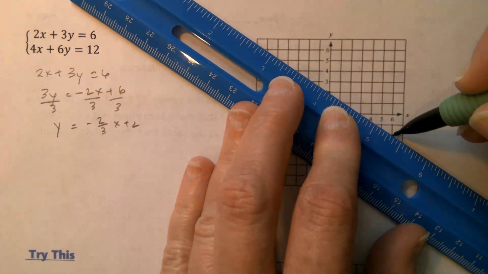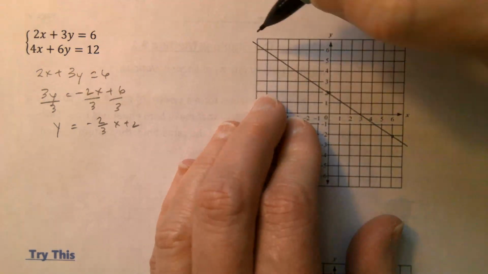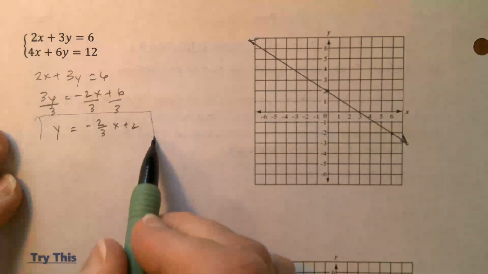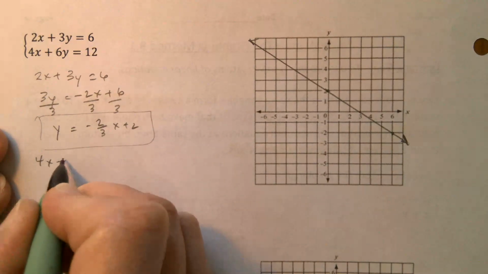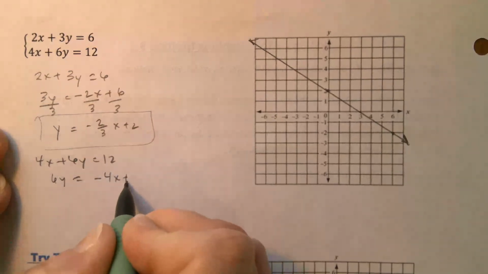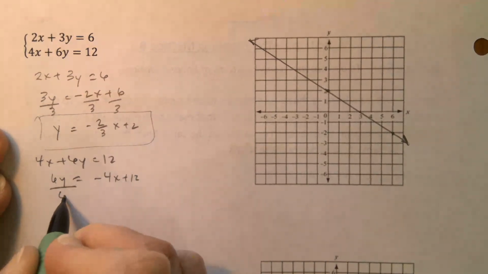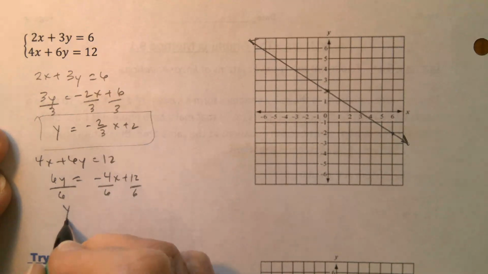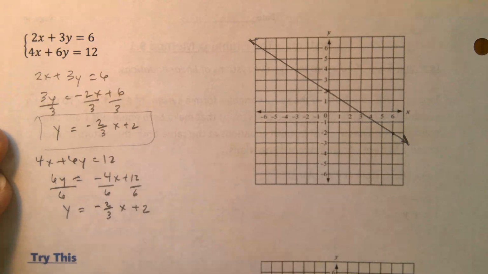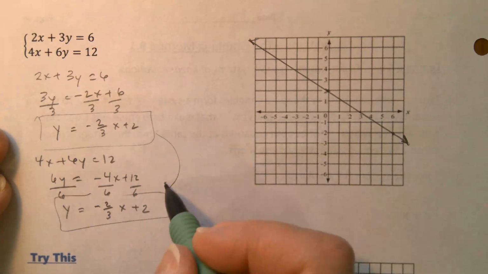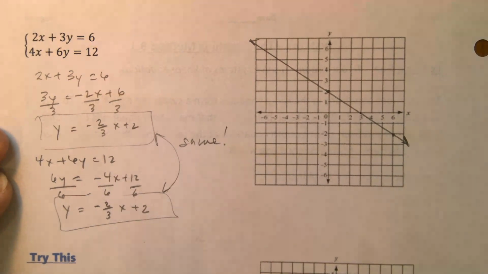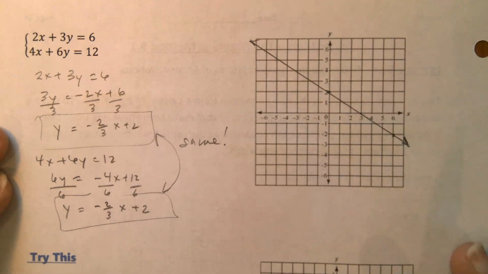Again, try to be as accurate as I can. And if I do the second equation, here's my first equation. If I do the second one, 4x plus 6y equals 12. 6y equals negative 4x plus 12. If I divide everything by 6, I get y equals negative 2/3, I'm going to simplify that, plus 2. Look at this. They're the same. Okay, so if I graph the second one, it's just going to be exactly the same as the first one.